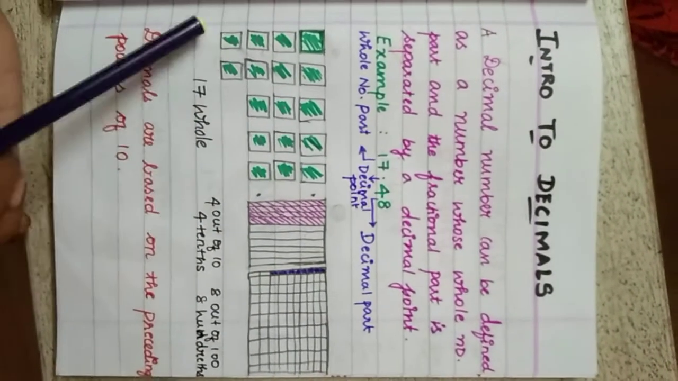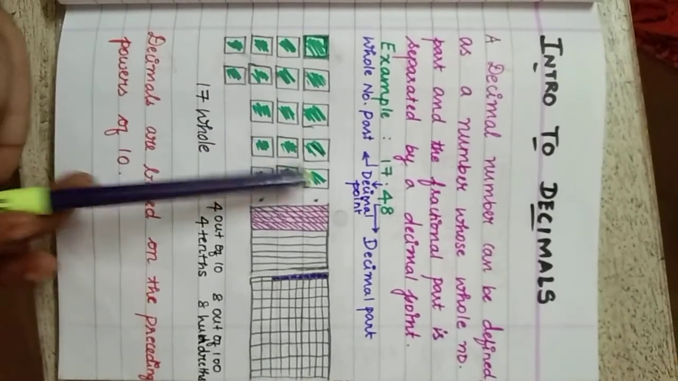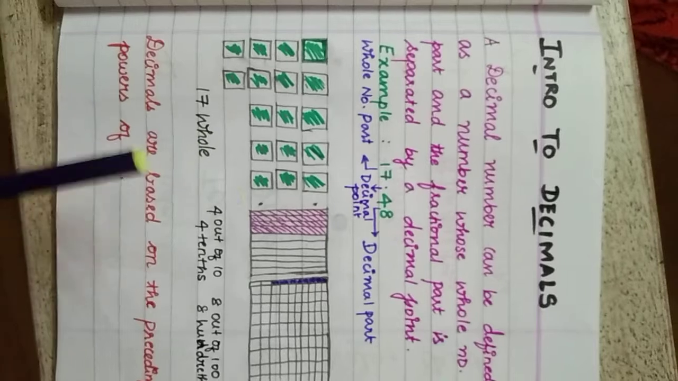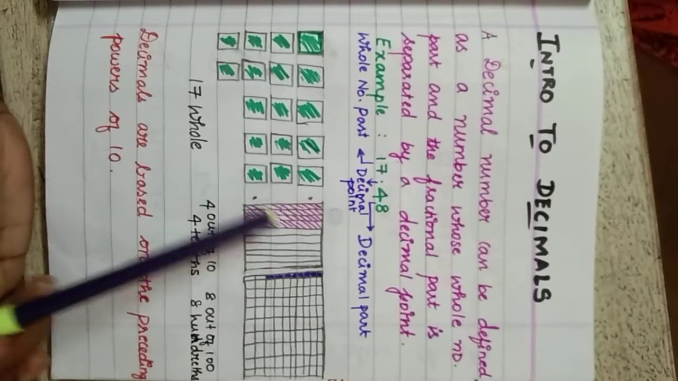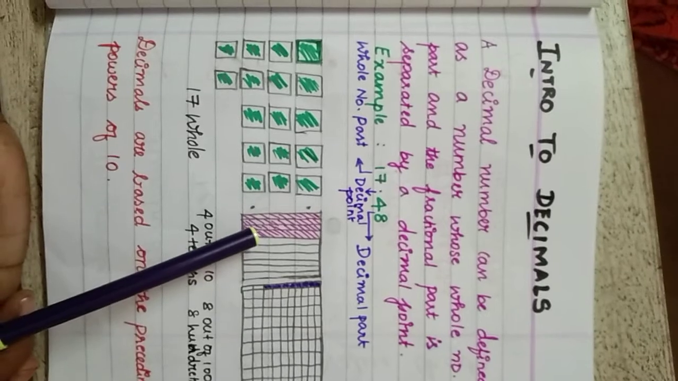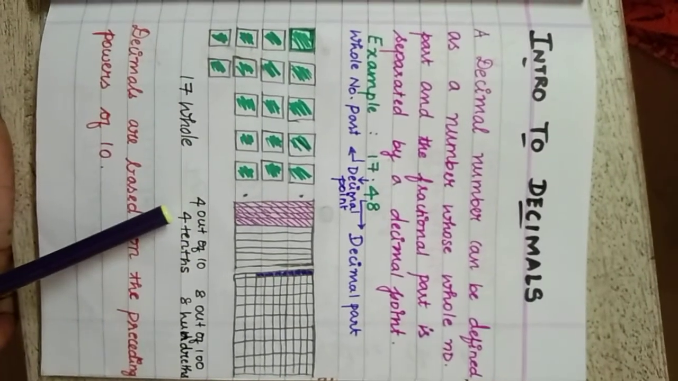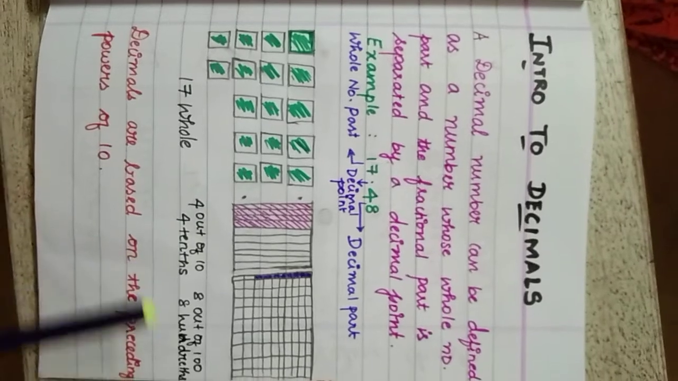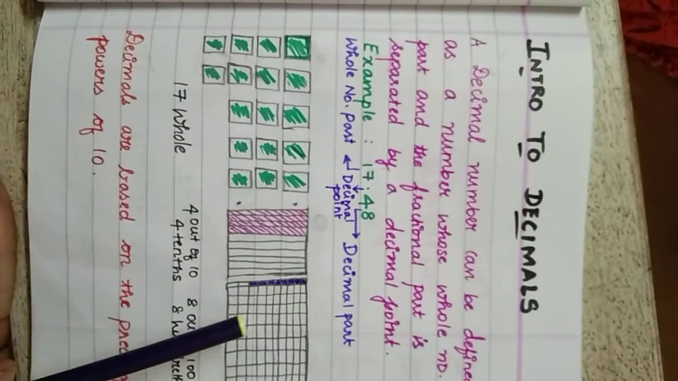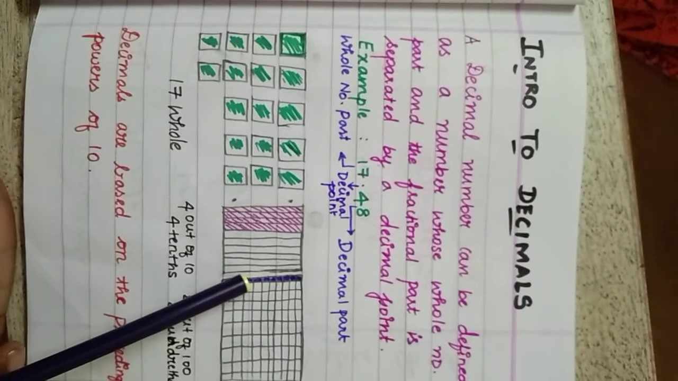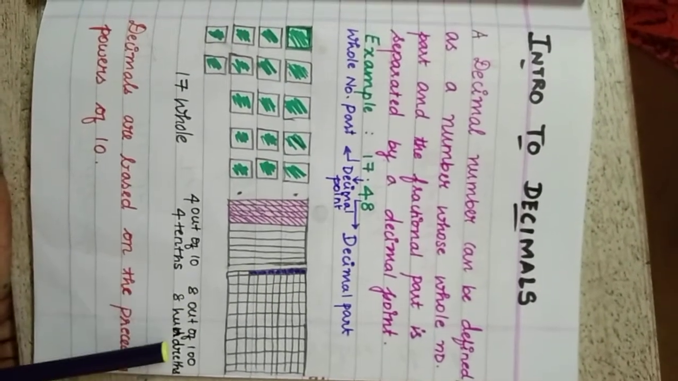So 17 wholes. You can count 1, 2, 3, 4, 5, 6, 7, 8, 9, 10, 11, 12, 13, 14, 15, 16, 17. So 17 wholes, you have a point and you have 10 grids, out of which I have shaded 4. So 4 out of 10, which in decimal is 4/10. And here I have 100 small squares, of which I have shaded 8 squares. So it is 8 out of 100 and you will read it as 8 hundredths.